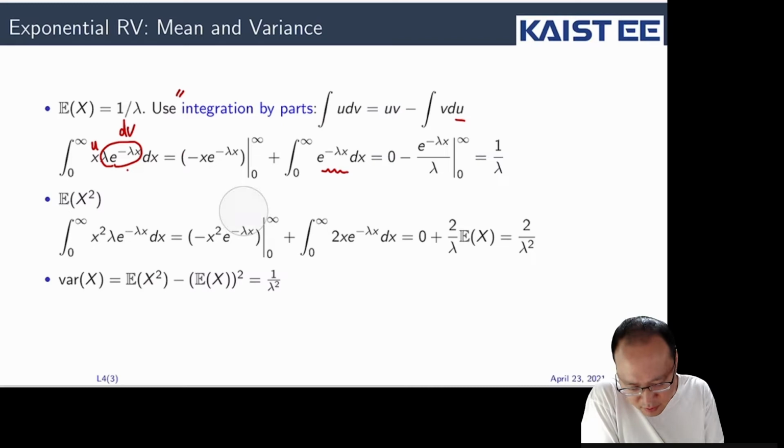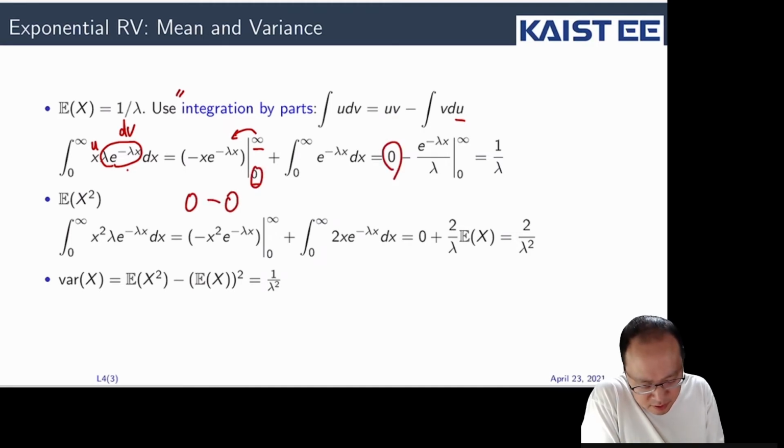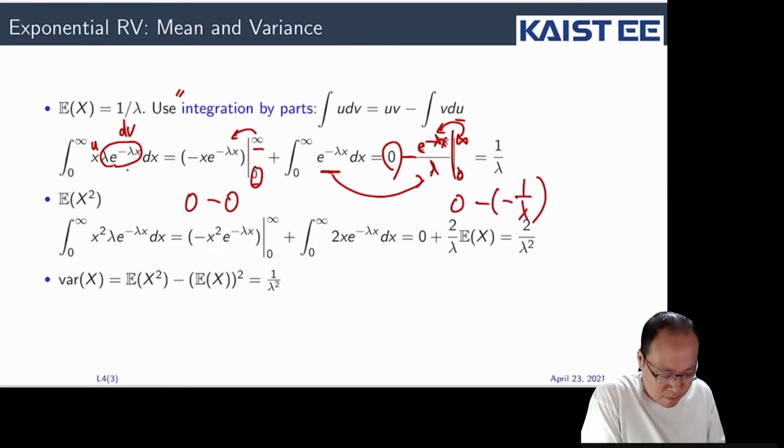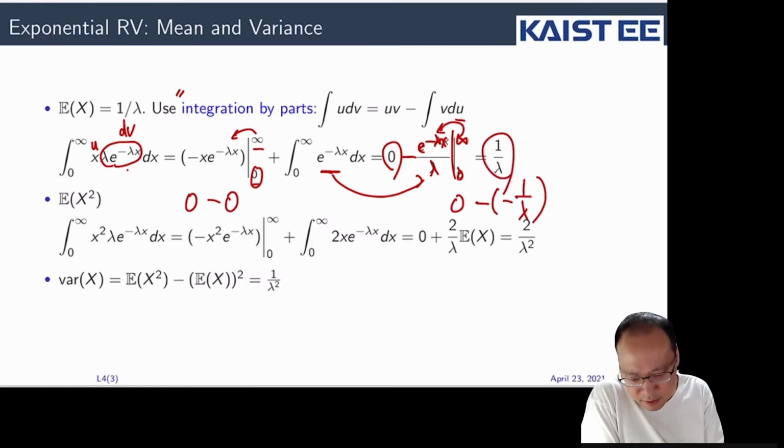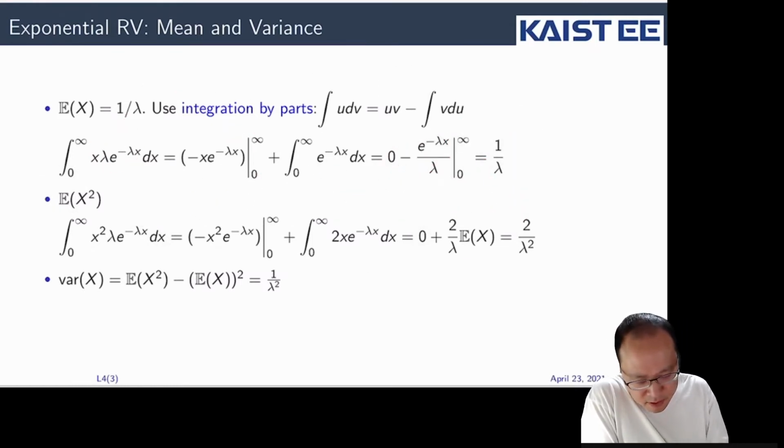And from 0 to infinity, if we plug in infinity, then the first term becomes 0, and 0 minus 0 is 0. Then minus the integral, which is minus e to the minus lambda x over lambda from 0 to infinity; infinity gives 0, leaving minus lambda over 1, that is, 1 over lambda. So the expectation is 1 over lambda.